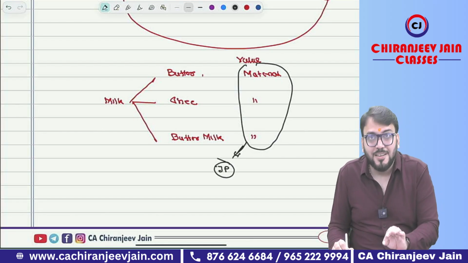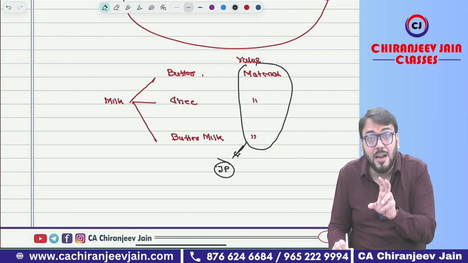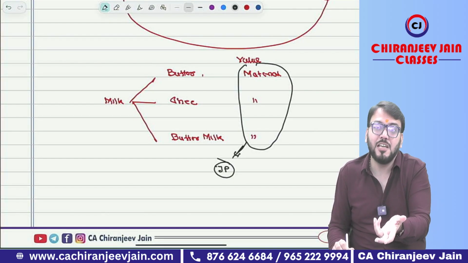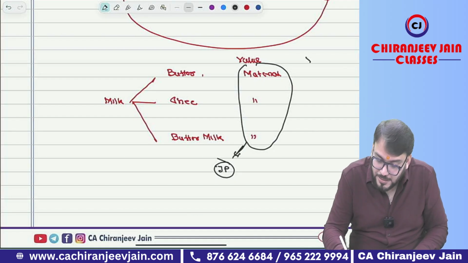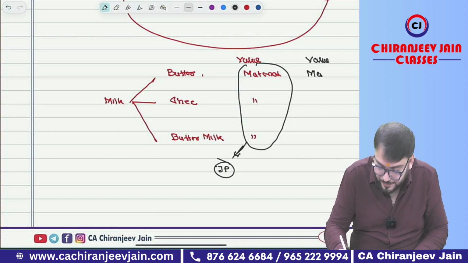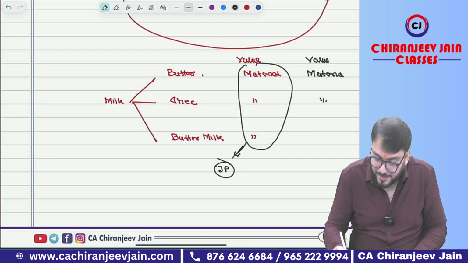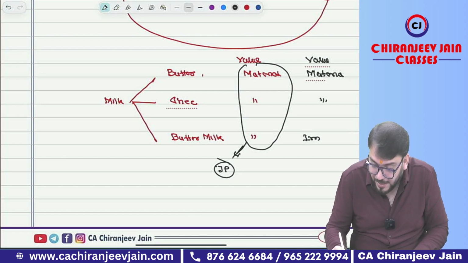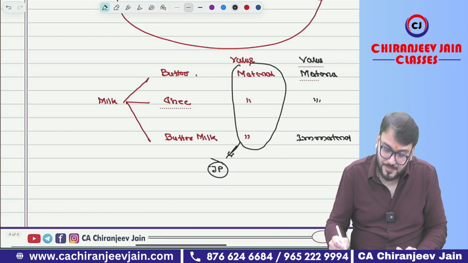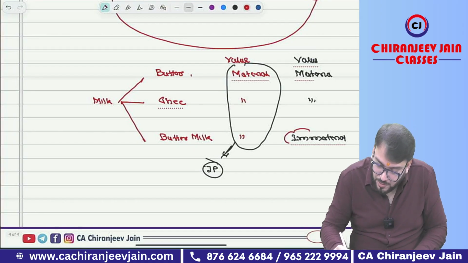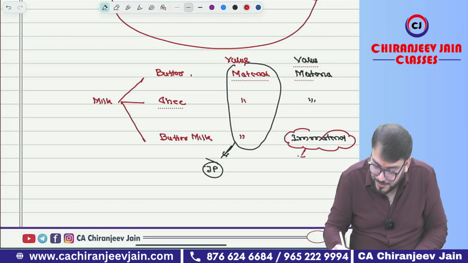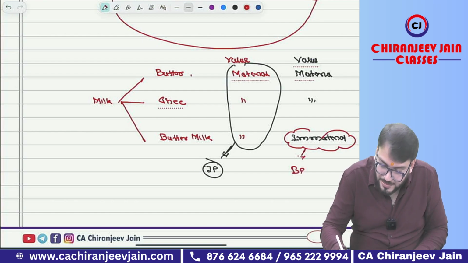Means if the value of butter, ghee and buttermilk are material, then all three are what? Joint products. But if the value of butter is material, ghee is material, but for buttermilk it is immaterial, then this will be considered as what? Byproduct. And the other two will be considered as what? Joint products.